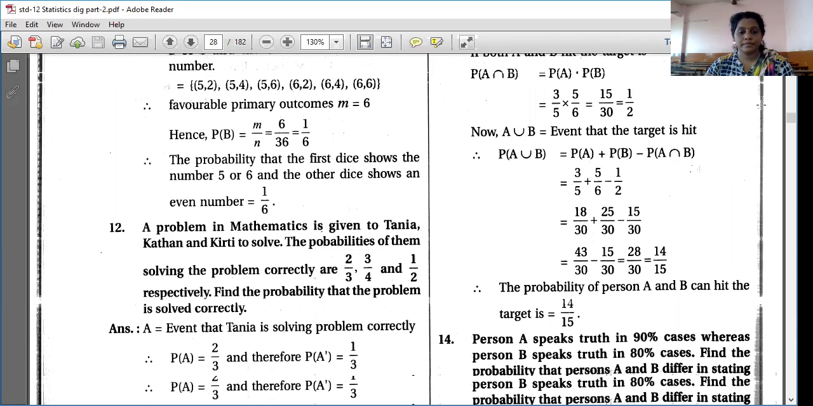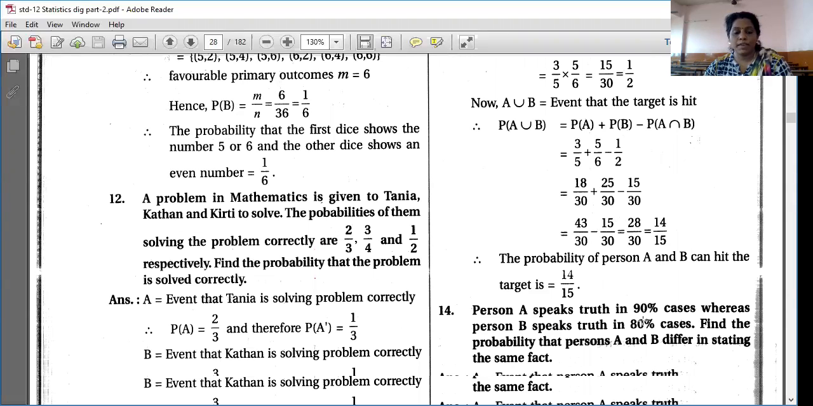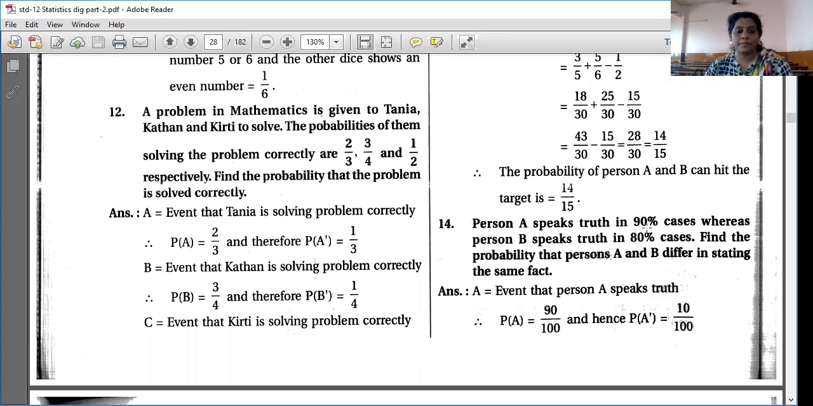Okay. Now let's start. A is the event that Tanya is solving the problem. The values are already given. So P of A is equal to 2 by 3. Therefore A dash, which they have used, is 1 by 3. What is A dash? 1 minus P of A.